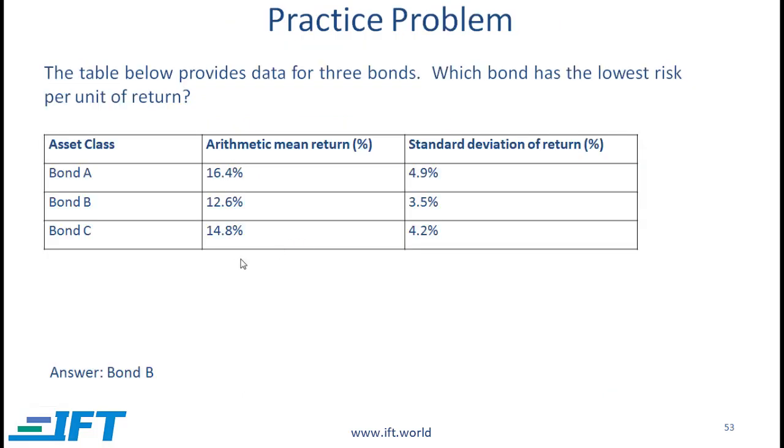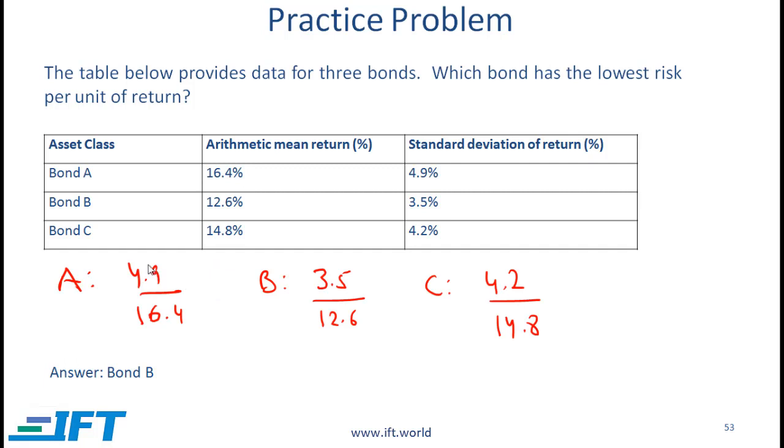Now look at this example where you are given 3 bonds and you need to figure out the coefficient of variation for all 3. You simply need to divide the standard deviation by the mean. Notice here that I am using the percentages, and that's okay as long as we are consistent and both the numerator and denominator are using a percentage. The question asks for the lowest risk. Lowest risk would mean lowest coefficient of variation, and that would be B.